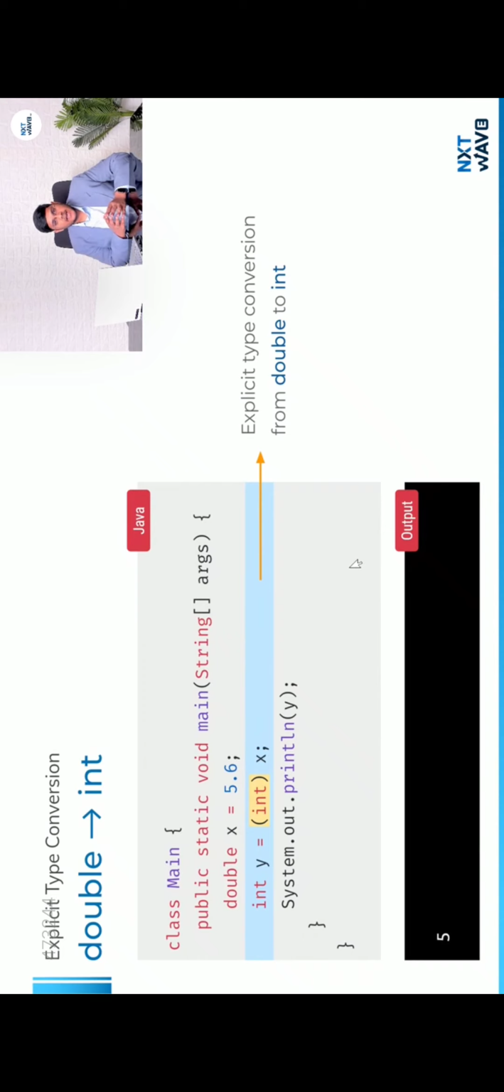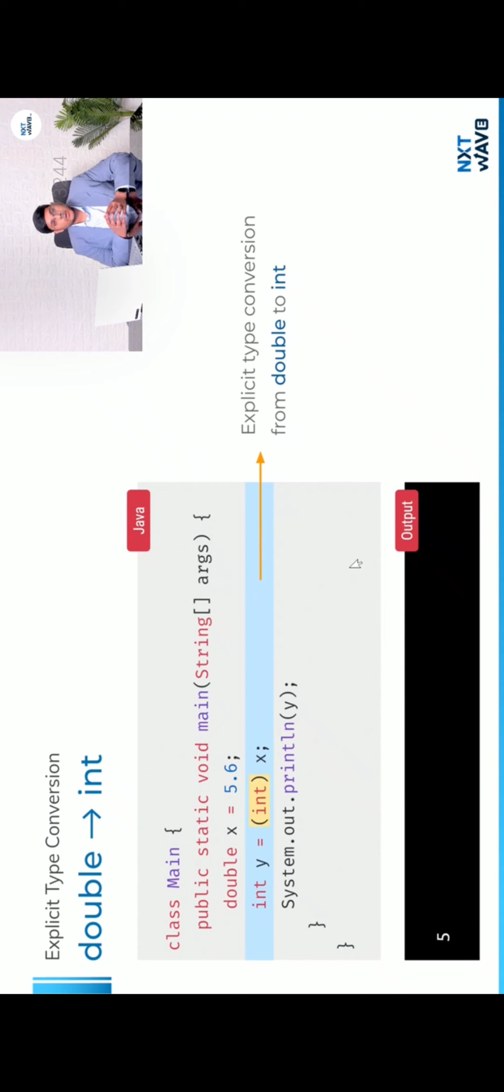We will understand it using an example. Assume we have a variable x which is declared as double type, and the value assigned is 5.6. As we have already learned, whenever we create a decimal value, by default it is considered to be a double data type. So here we are assigning the decimal value 5.6 as a double to variable x, which is also declared as double.